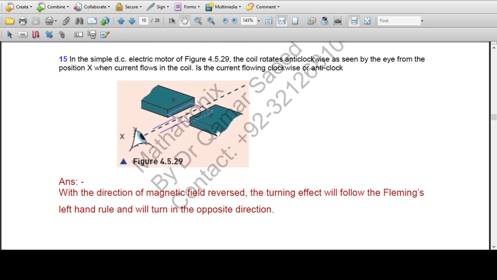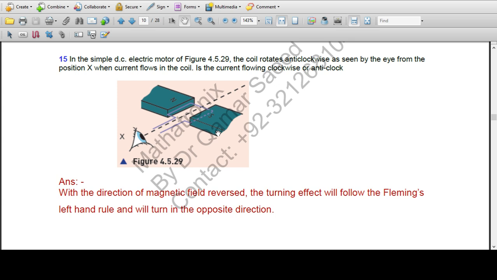Question number 15. In a simple DC electric motor, figure 4.5.29, the coil is rotating anti-clockwise as seen by the eye from the position X. When current flows in the coil, is the current flowing clockwise or anti-clockwise?